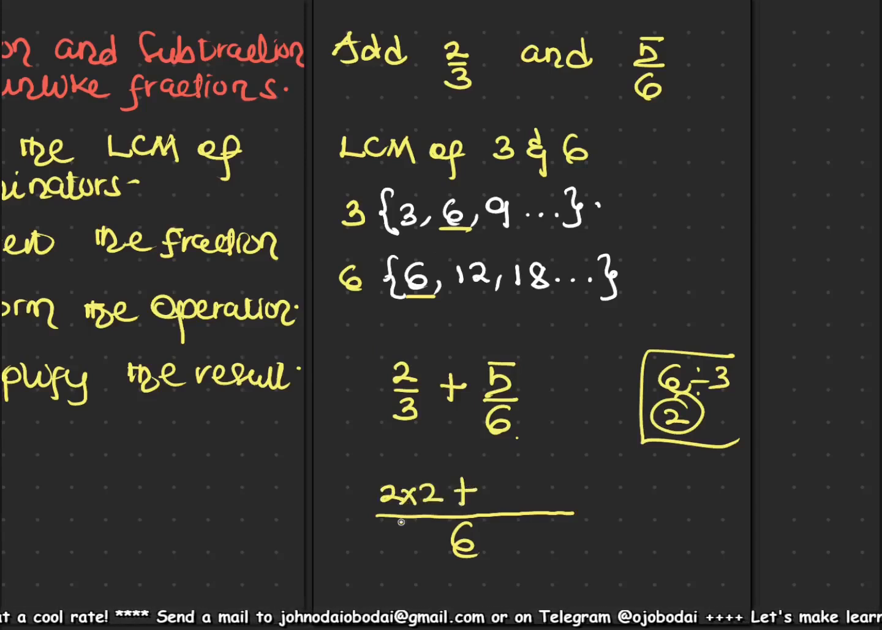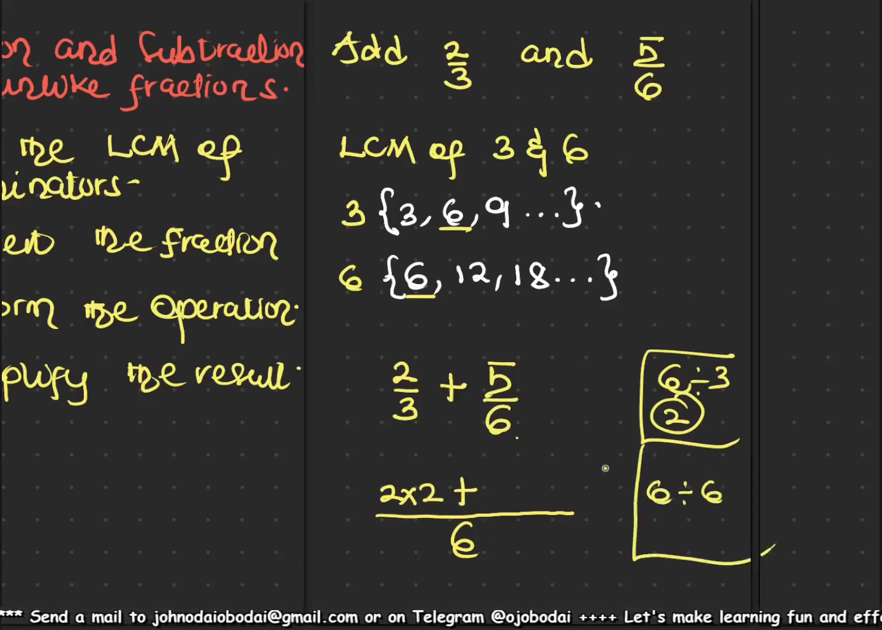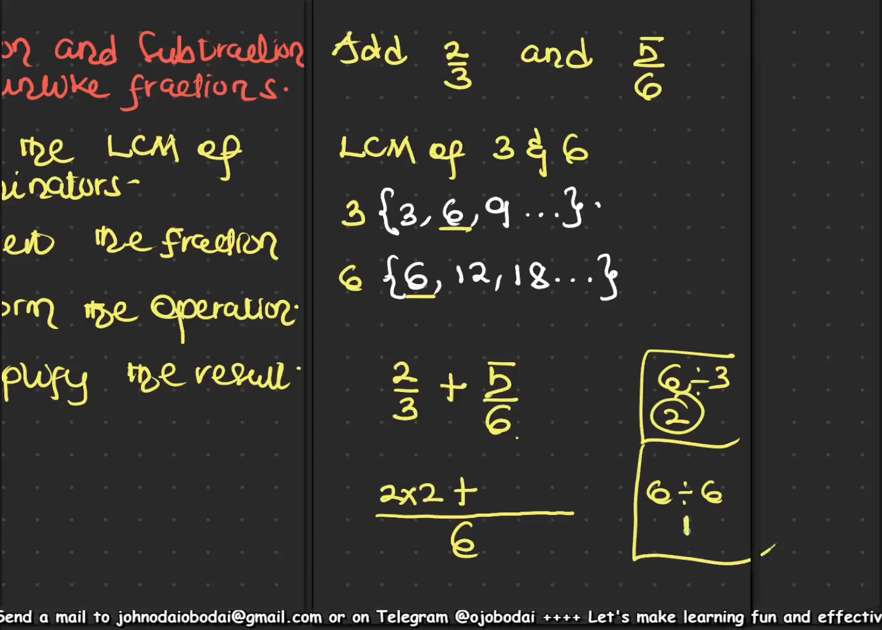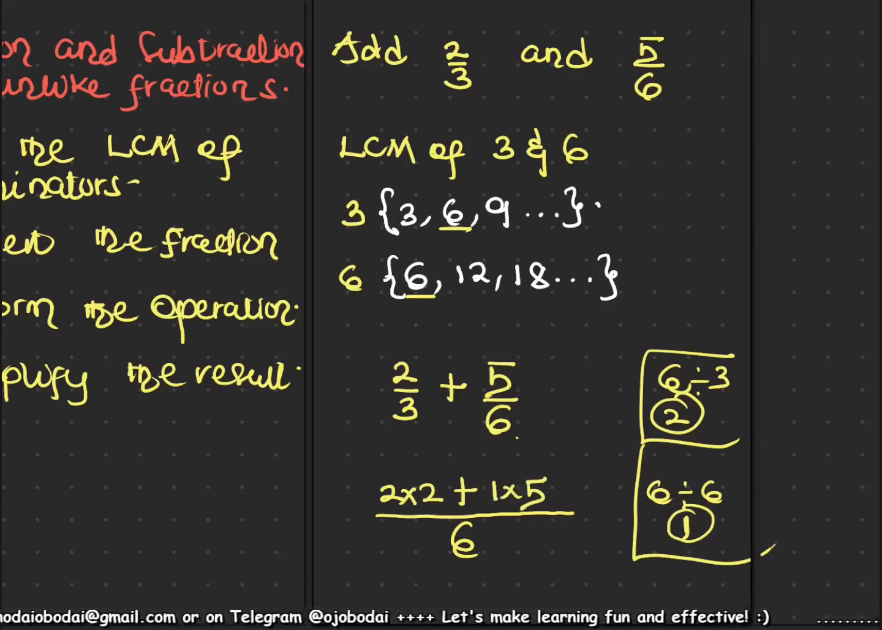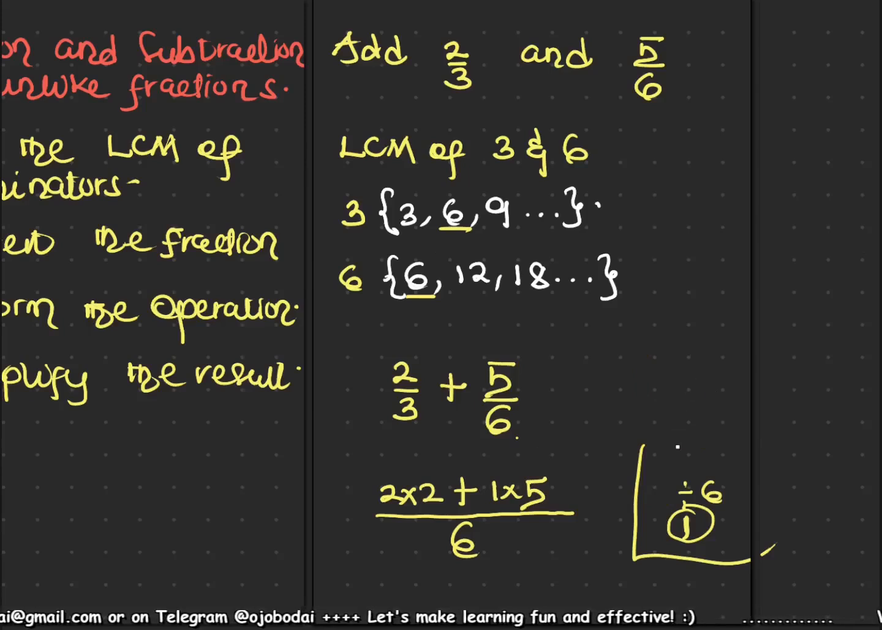Then plus, we now come here again. This 6 here, how many times does it divide this 6 here? We mean 6 divided by 6. And what is that going to give you? You are going to get 1. So you multiply this 1 by the numerator you have over here. That is 1 times 5. Then you now perform your operation.